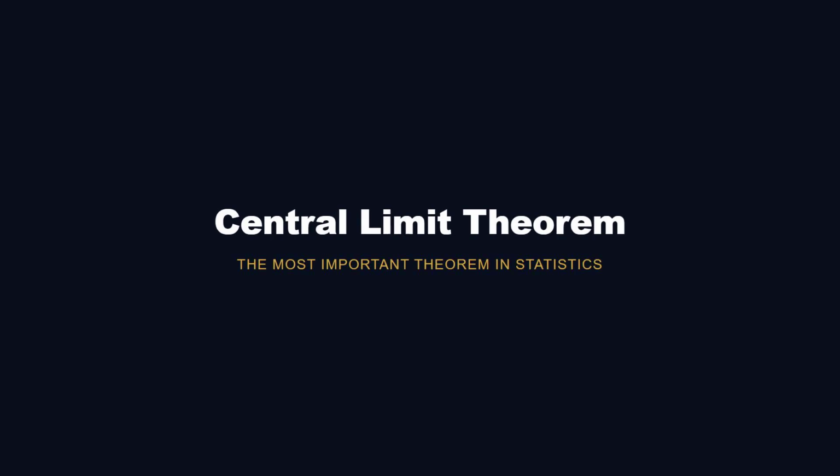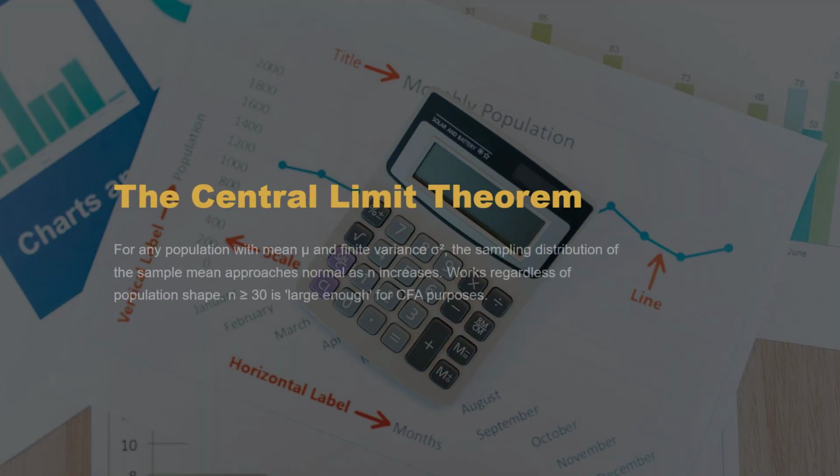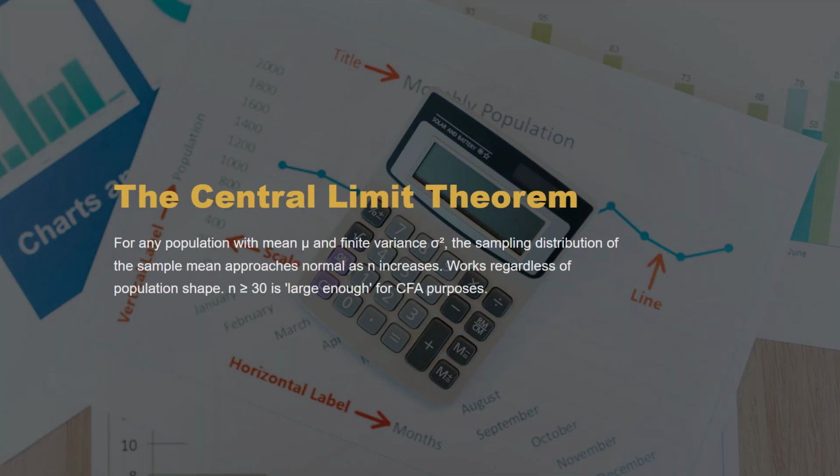Part 3. The Central Limit Theorem, the most important theorem in statistics, and the foundation of everything that follows. The Central Limit Theorem says this. Given a population with mean mu and finite variance sigma squared, the sampling distribution of the sample mean approaches a normal distribution as the sample size n becomes large.